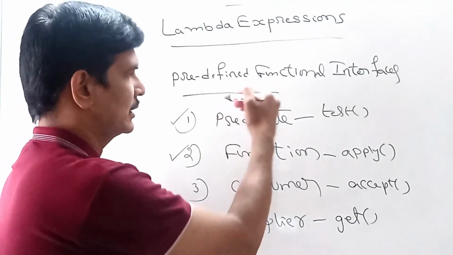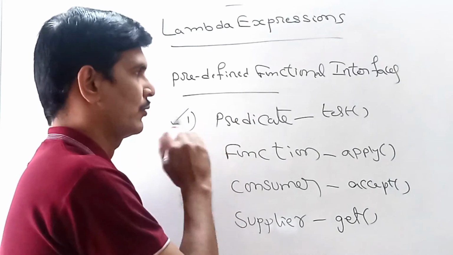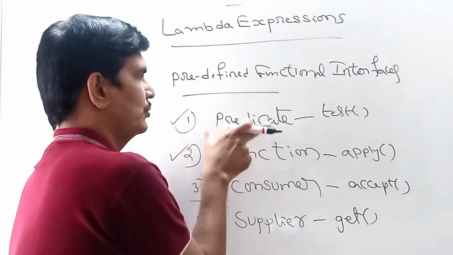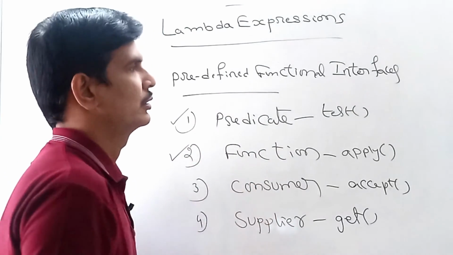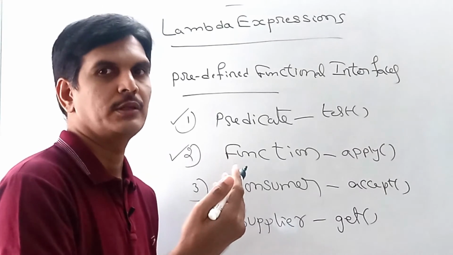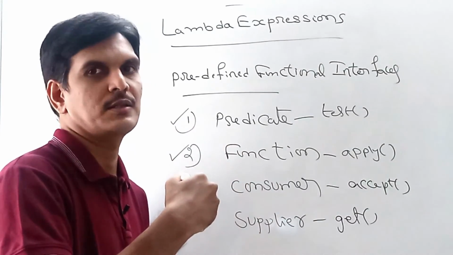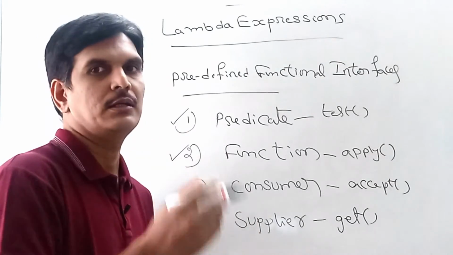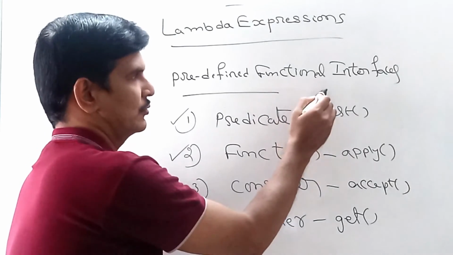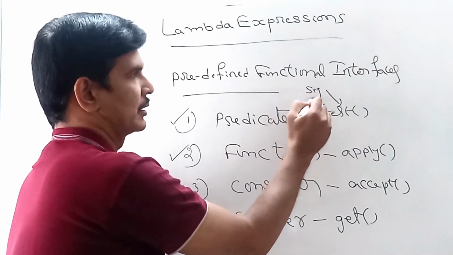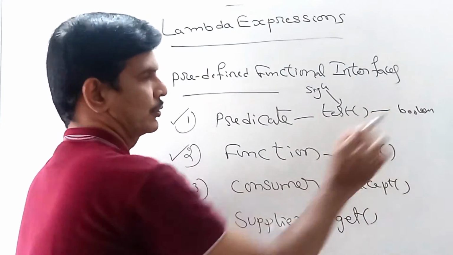Now let us see when exactly we prefer these predefined interfaces, when we need to choose based upon our requirement. First of all, let's see predicate. When do we go for predicate? Suppose I have to pass some input, and I need to check some condition and then get a boolean as an output. That means if you have any conditional checks in your program, then we can go for predicate. The test method will take a single parameter as an input and return a boolean value as an output.